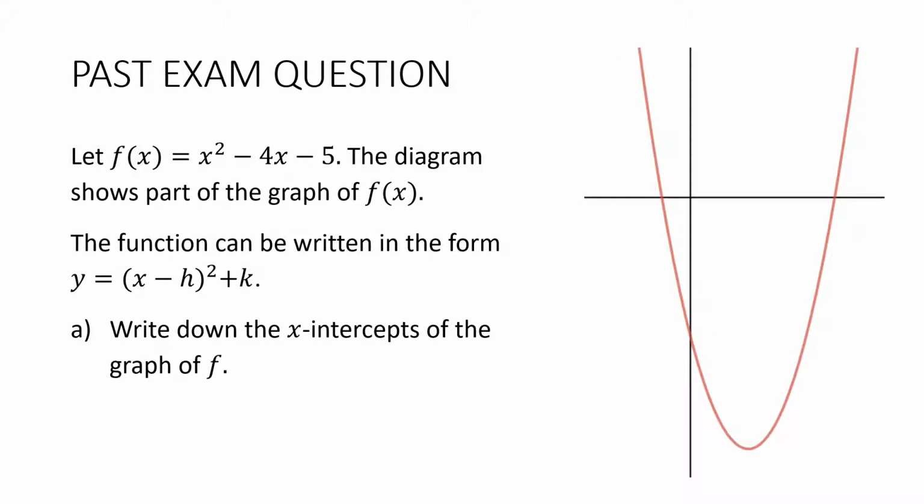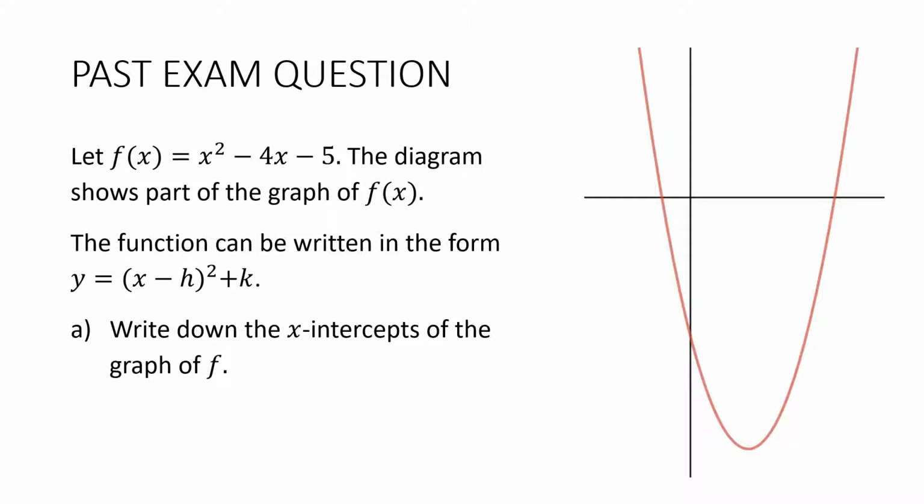All right, here's a past exam question. Let f of x equal x squared minus 4x minus 5. The diagram shows part of the graph of f of x. The function can be written in the form y equals (x minus h) all squared plus k. And remember, h and k are the coordinates of the vertex.